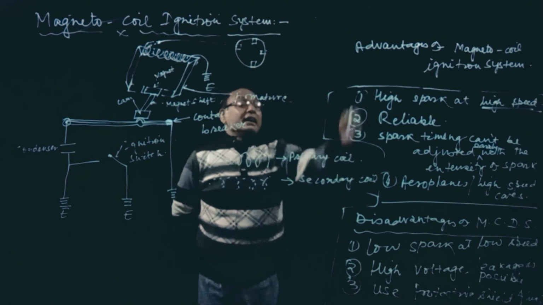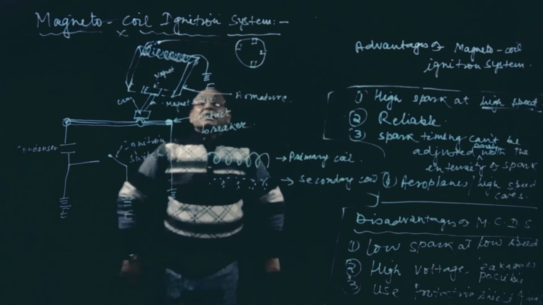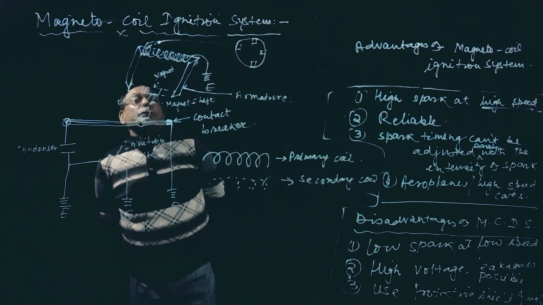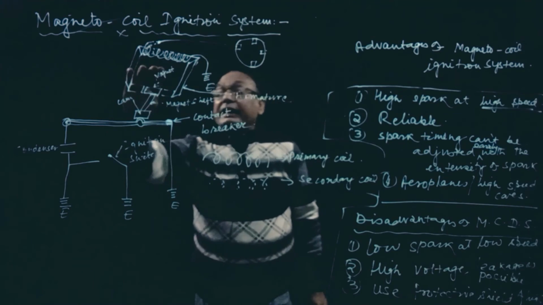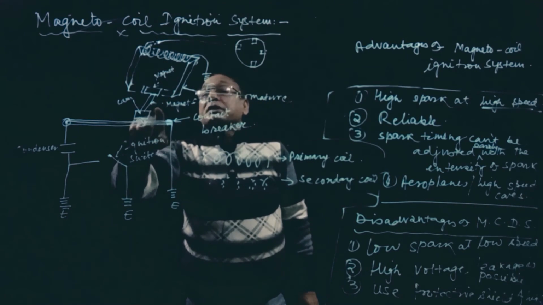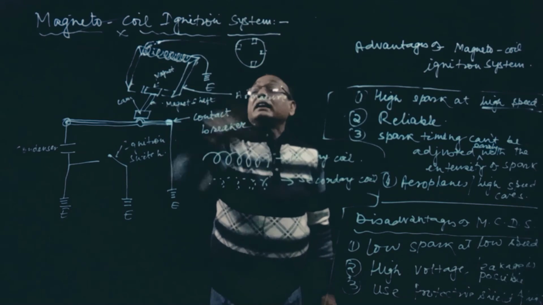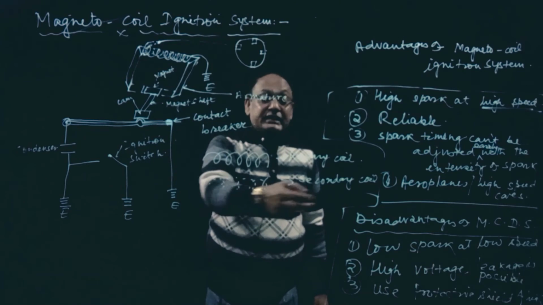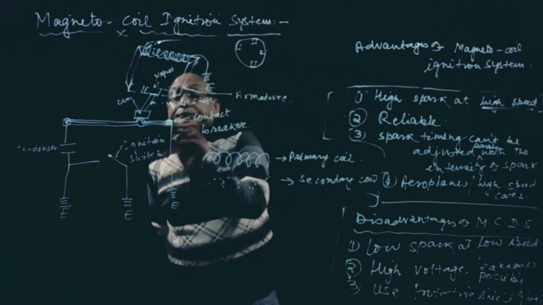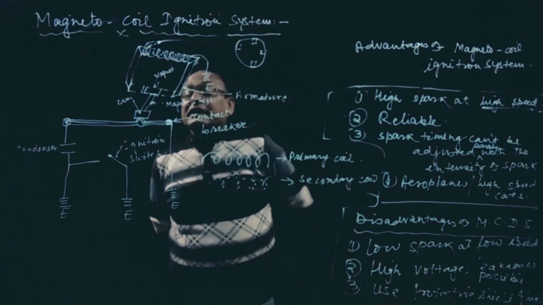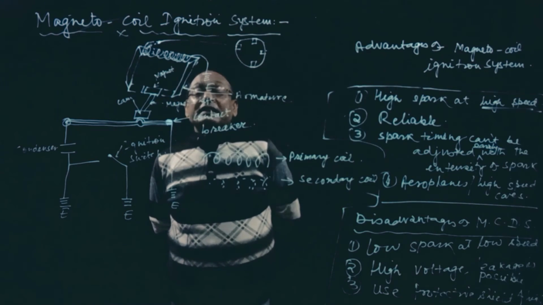These were the advantages of magneto coil ignition system. So let us sum up. In magneto coil ignition system, we are having magnet and magnet shaft. Coil is also there, primary and secondary. See, bold lines are primary coil, and these thin dotted lines are secondary coil. And from the ignition switch, these are the contact breakers. This is cam which adjusts the magnet shaft.